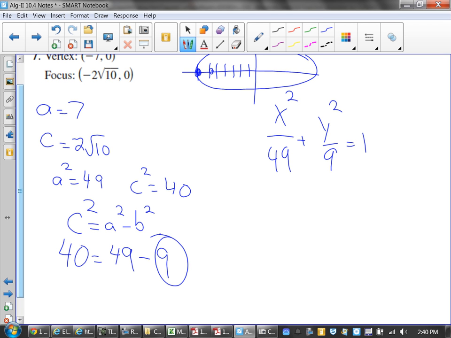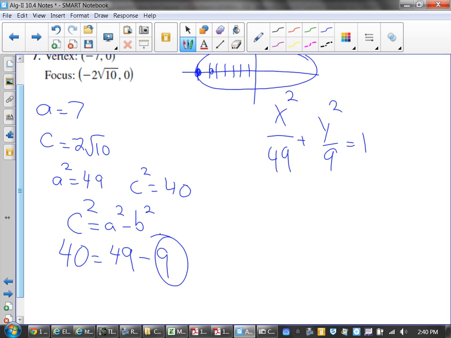C squared is 40. A squared is 49. 40 is 49 minus 9. 9 is B squared. I just didn't simplify any of it out because there's no need to. B squared is 9. All right. Remember, I don't need to know what B is because I'm not graphing it. I'm just writing the equation.